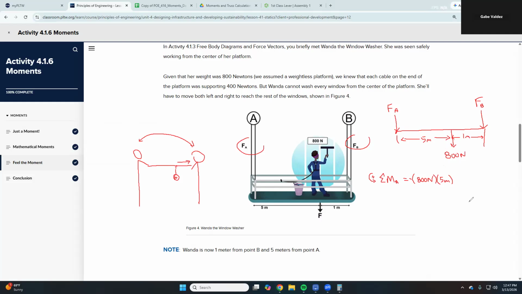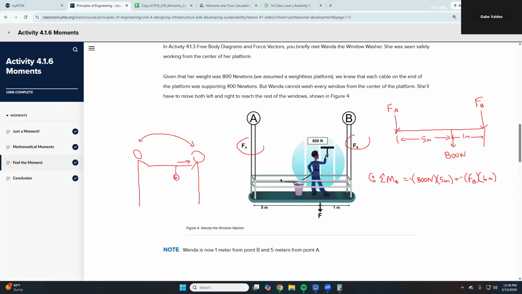What other forces will cause rotation about point A? Well, this force B at the end here will want to cause rotation. So let me go ahead and add that moment. That moment is equal to this unknown force B times the perpendicular distance, which is 6 meters from that point of rotation A. Now this also causes a clockwise moment, so this is also negative.